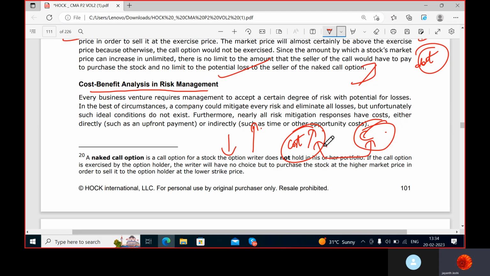So if the benefit you get, holistically, that means you should see the overall benefits from this insurance, is more than, or its weightage is more than the cost, then definitely you can go for this particular way of minimizing your risk by taking some insurance policy. But if the cost is more and the benefit is less, then it's useless, correct?